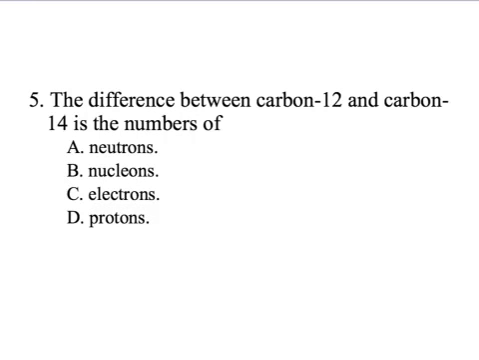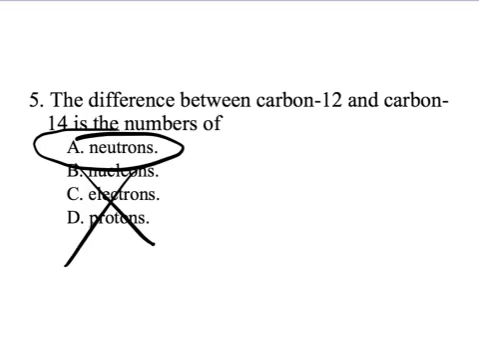The difference between carbon-12 and carbon-14 is the number of, well, what would cause a mass difference between 2 atoms of the same element? It can't be the number of protons because they're the same atoms, so they have to have the same number of protons. So it has to be neutrons, okay? Because electrons really have nothing to do with mass.